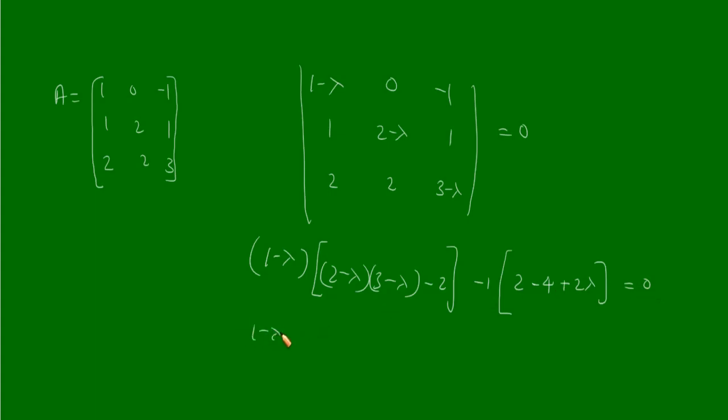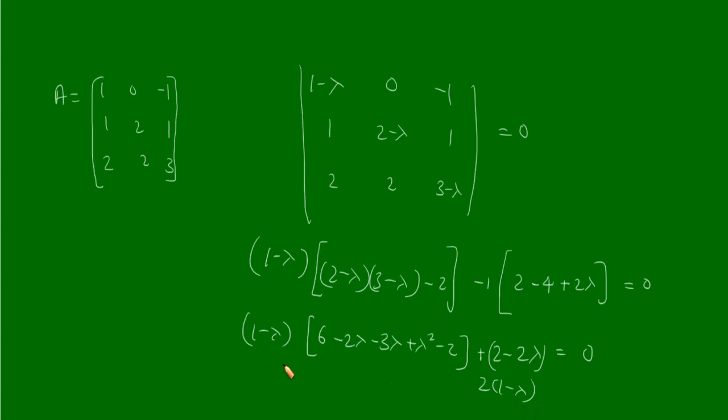So here I have 1 minus lambda into, now expanding here you have 3 into 2, 6 minus 2 lambda minus 3 lambda plus lambda square, minus 2 minus, now if I take this minus sign inside, then this will be 2, because 2 minus 4 is minus 2, then minus 1 is here, so 2 minus 2 lambda. 2 minus 2 lambda is equal to 0. Okay. Now I can take this 2 from here outside, so this is 2 into 1 minus lambda.